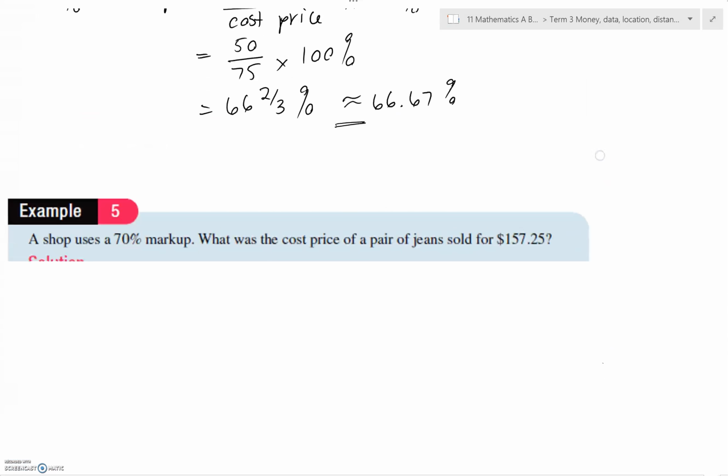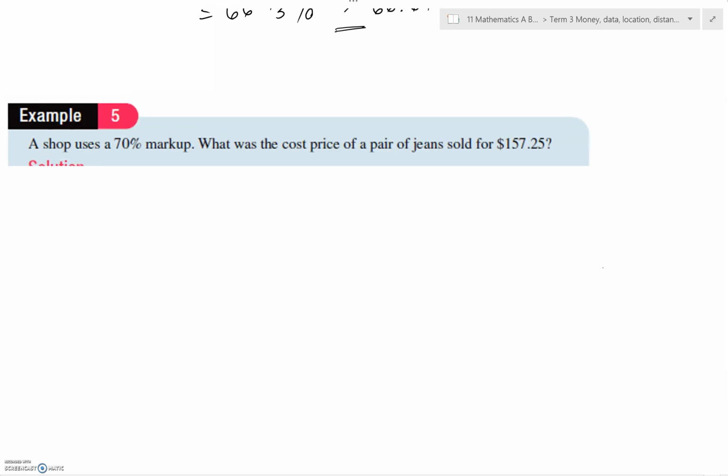Okay, last example for today. A shop uses a 70% markup. What was the cost price of a pair of jeans if it sold for $157.25? So this time we've got the percentage markup, we've got the retail price, we need to find the cost price. So the retail price here, just as it was before, is going to be the cost price plus that markup. In this case, 70% markup.